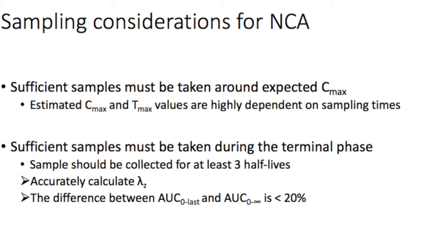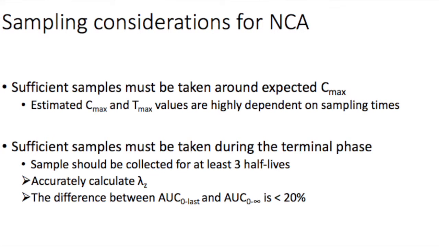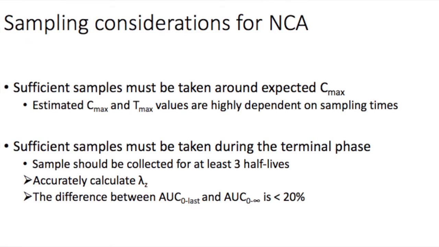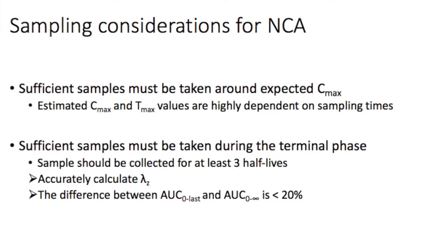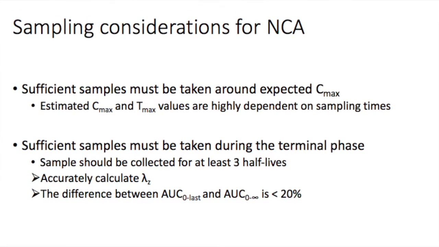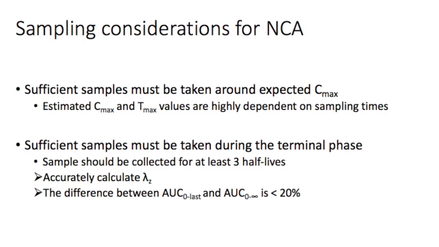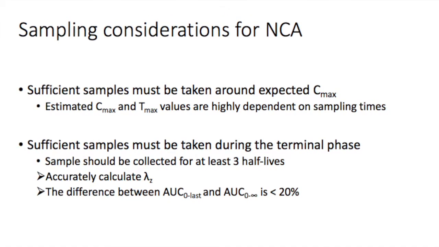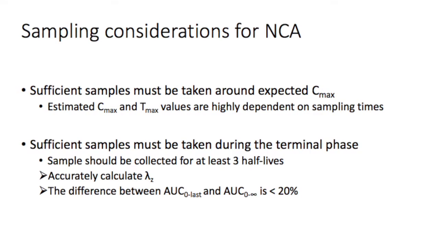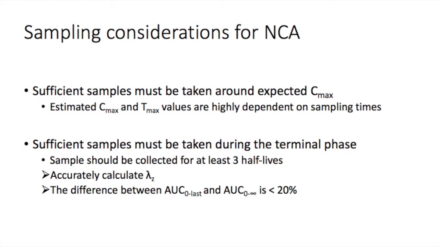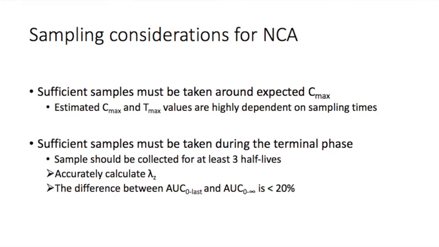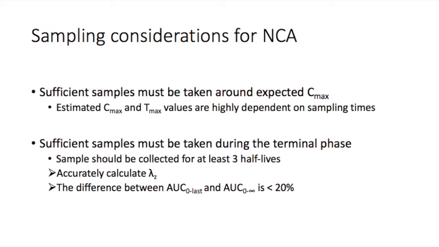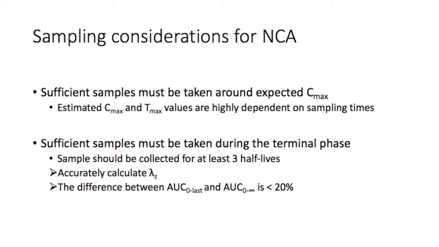There are several important points to remember when you design a study to collect data that you plan to analyze using a non-compartmental approach. The values of Cmax and Tmax are highly dependent on when you take the samples. So it's important to take several samples around the time when you expect maximal plasma drug concentrations to occur after drug administration. It's also important to take sufficient samples during the terminal phase so that the slope can be accurately determined and a large portion of the area under the curve does not need to be calculated by extrapolation, because this will decrease its accuracy. The rule of thumb is to take samples for at least 3 half-lives of the drug.